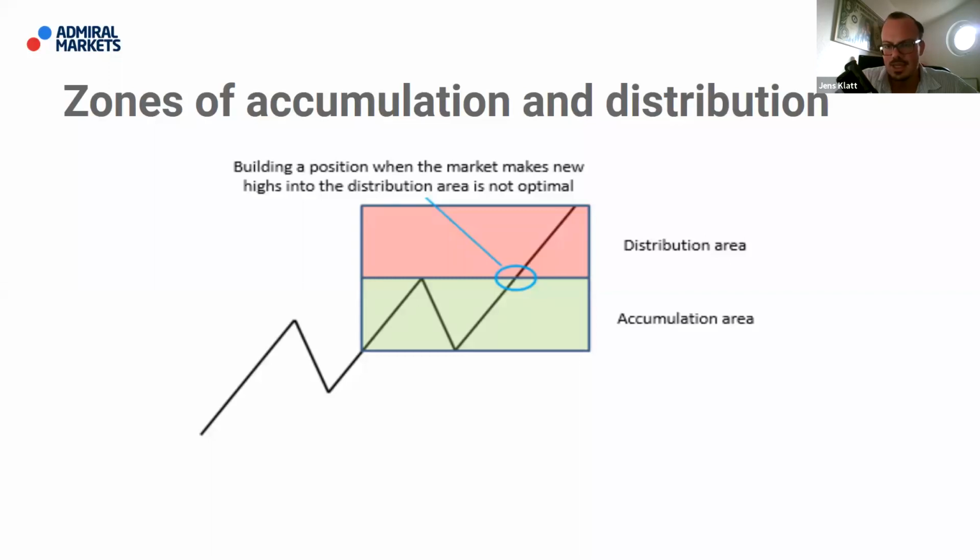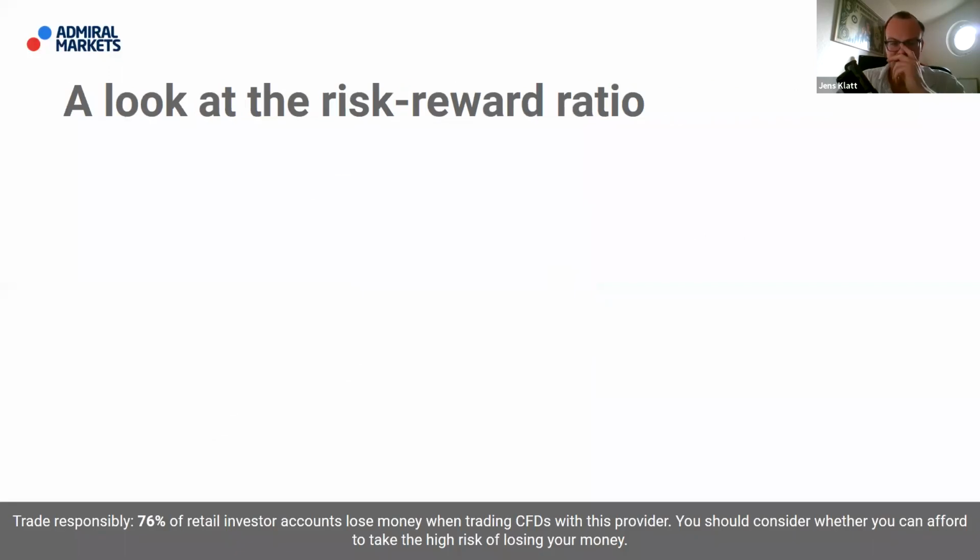We look at it first from a risk-reward perspective, but we also want to look at it from a deeper perspective when it comes to bigger market participants. And we need to remember this: once something becomes obvious, then sooner or later the trend is probably about to end. So first of all, we look at the risk-reward ratio.